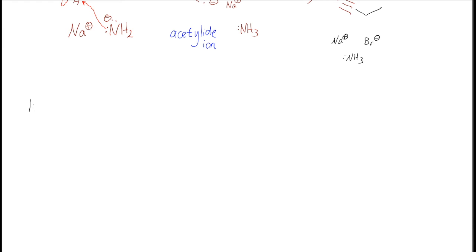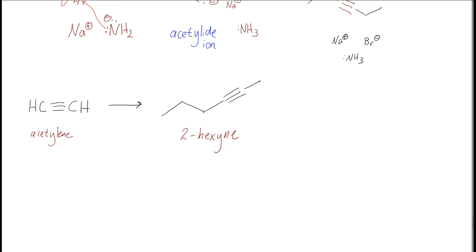All right, so let's say we are starting with acetylene, and we want to come up with a sequence of steps after which we can form this molecule. So 2-hexyne. So we want to start with acetylene and make 2-hexyne. So we want to come up with a sequence of steps to do that.